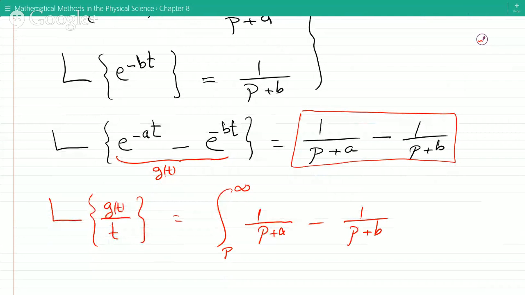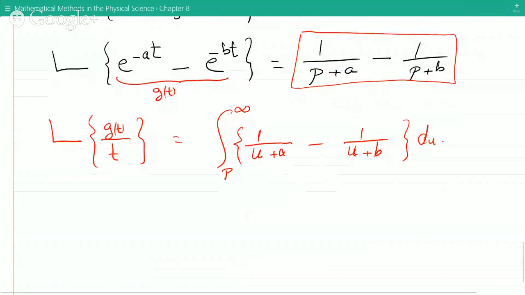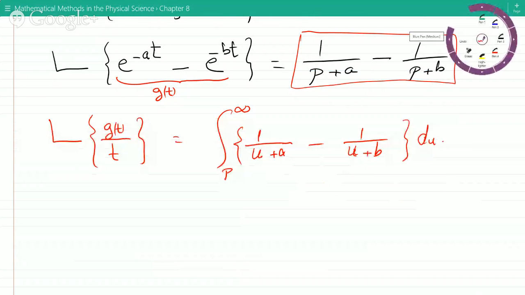well, we're supposed to use u. Let's use u so that we basically match the table, yeah? 1 over u plus a minus 1 over u plus b. So I'm replacing p with u for the sake of a dummy variable of integration. And this would be du. Okay, that's L31 in the table of Laplace. And now we can go ahead and integrate this.